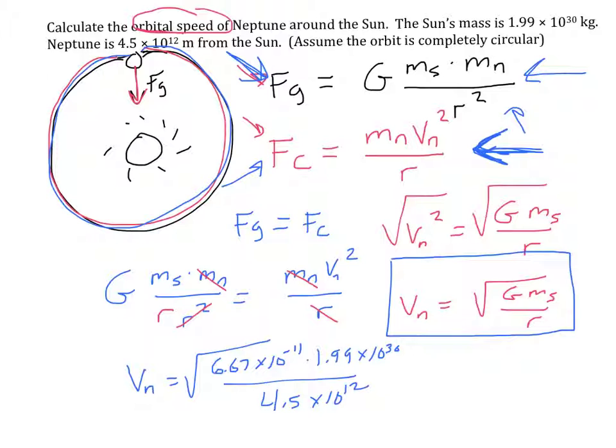And my answer is 5,431 meters per second. And I might even round that, just significant figures, to 5,430. But in any case, that is the orbital speed of Neptune around the sun. So it's about 11 or 12,000 miles per hour if we're thinking in those terms. So anyway, but that's it.